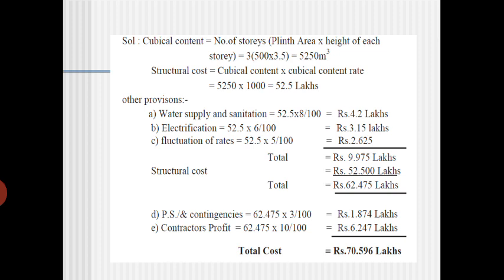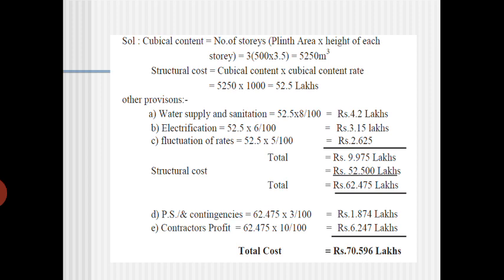Now the cubical content can be calculated with the number of storeys, that is a total number of three. Then they have given a plinth area of around 500, and the height of the building is 3.5. Then in total you are getting a volume of 5250. They have given the cubical content rate as 1000 rupees. So 1000 rupees into 5250 will give you 52.5 lakhs. That is the total cost of the building.